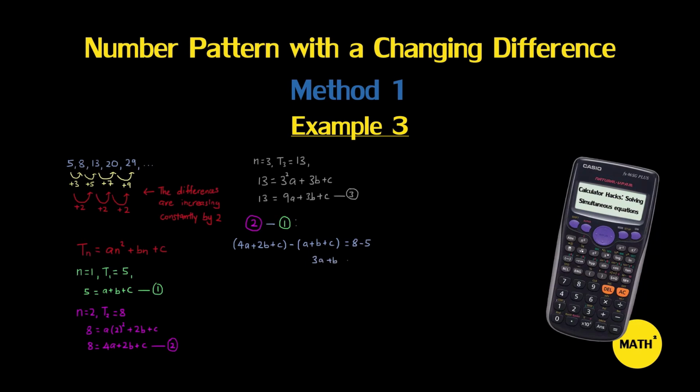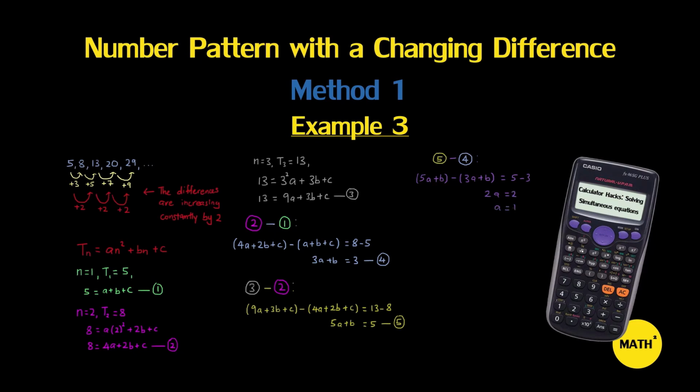Next, we subtract equation 2 from equation 3, and we will get 5a plus b equals 5, and we label this as equation 5. Next, we use equation 5 minus equation 4, and that should give us 2a equals 2. And finally, we determine a to be equal to 1.